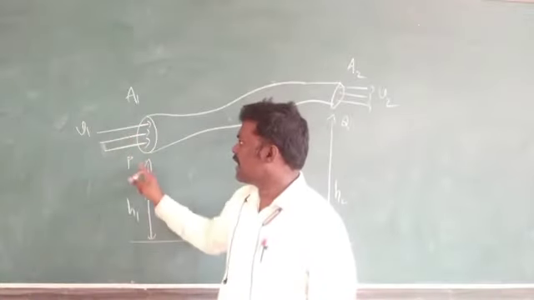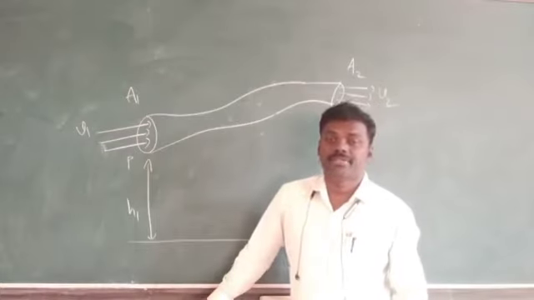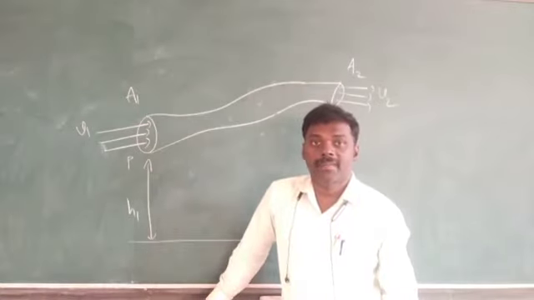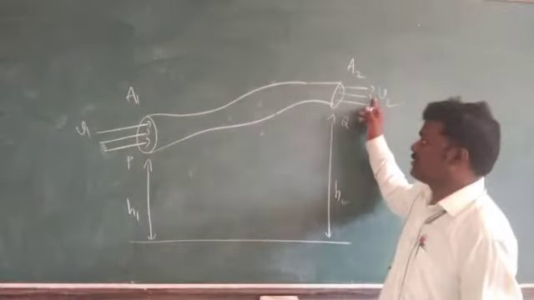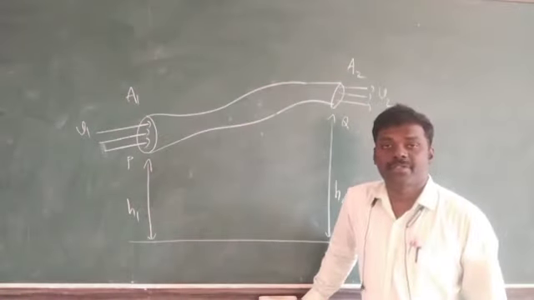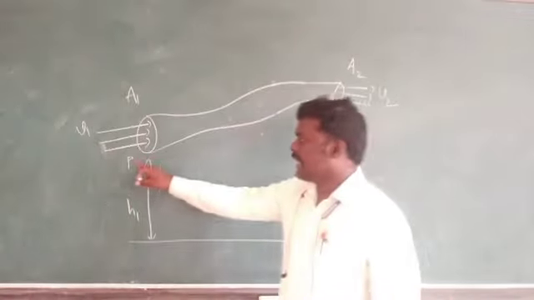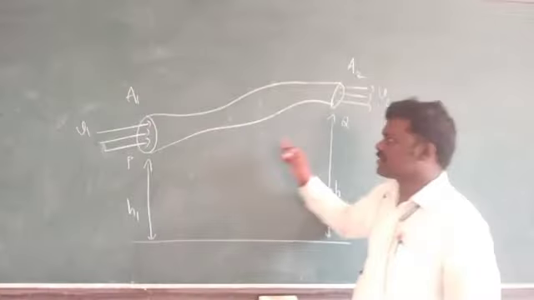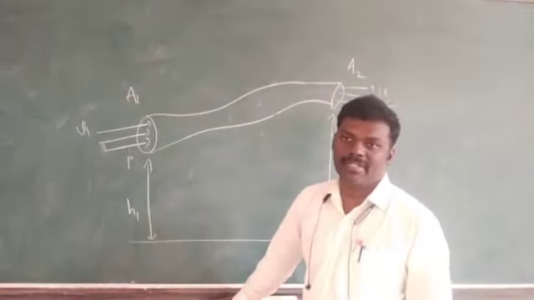So the fluid enters this tube. Here at this end, the sum of potential energy, kinetic energy, and pressure energy per unit mass remains the same. And at this end also, the sum of pressure energy, potential energy, and kinetic energy per unit mass of the fluid remains the same. That means at this end and at this end, the total energy remains constant. This is the Bernoulli's principle statement.